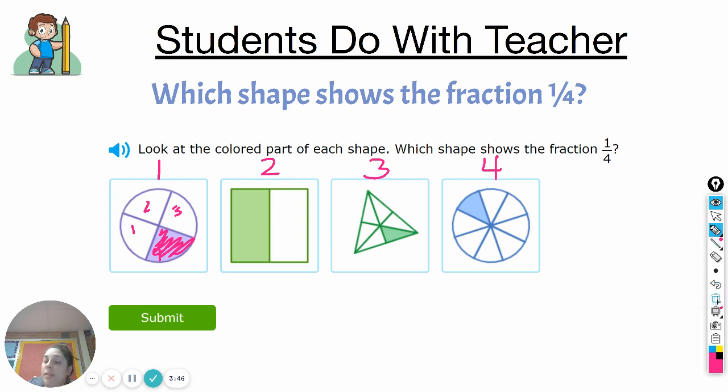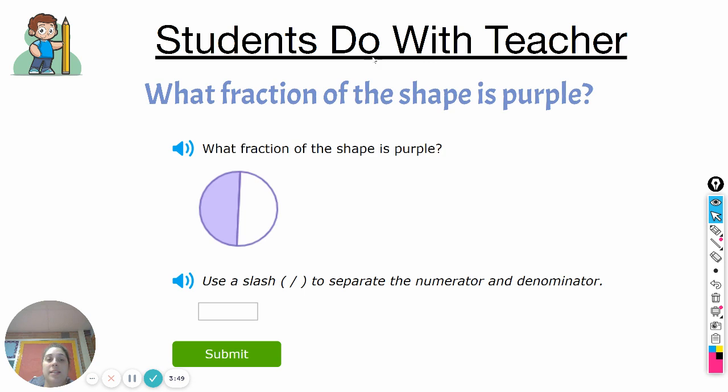Let's do one more together because there is another type of question you might see on IXL where it's phrased a little bit differently. It says, what fraction of the shape is purple? So this one you will need your whiteboard for. And you are going to make a fraction with a number on top, our line, and then your number on bottom. So take a moment, draw that fraction or write that fraction on your whiteboard. The top number is how many pieces are shaded. The bottom number is how many pieces there are all together.